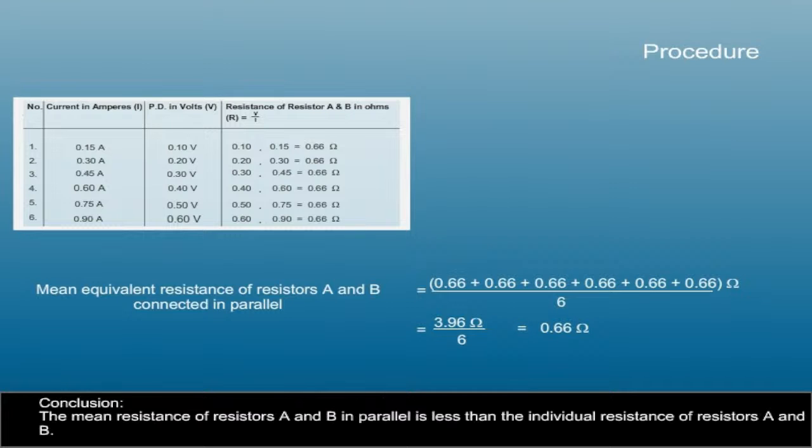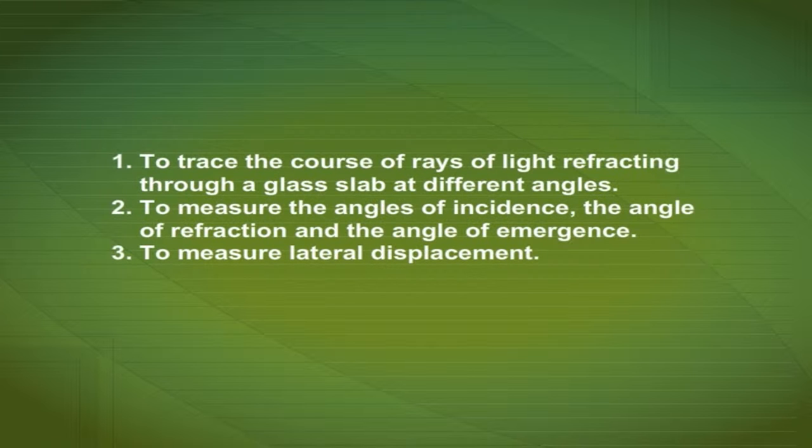Conclusion. The mean resistance of resistors A and B in parallel is less than the individual resistance of resistors A and B. To trace the course of rays of light refracting through a glass slab at different angles, to measure the angle of incidence, the angle of refraction, and the angle of emergence, to measure lateral displacement.